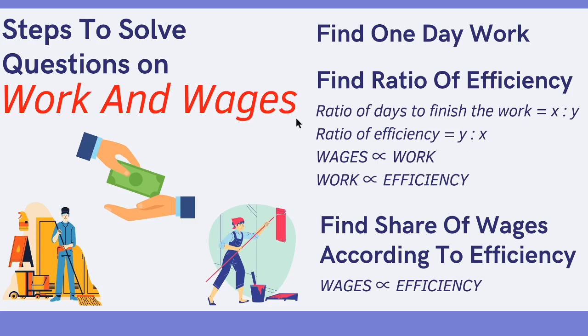Say person A can do a work in 3 days and person B can do the work in 2 days, then the ratio of days to finish the work is 3:2 and the ratio of their efficiency will be 2:3. Now we have to keep in mind that wages are directly proportional to work. The person who works more will get more wages. Also, we have already discussed in time and work that work is directly proportional to efficiency. The person who is more efficient will be able to do more work.